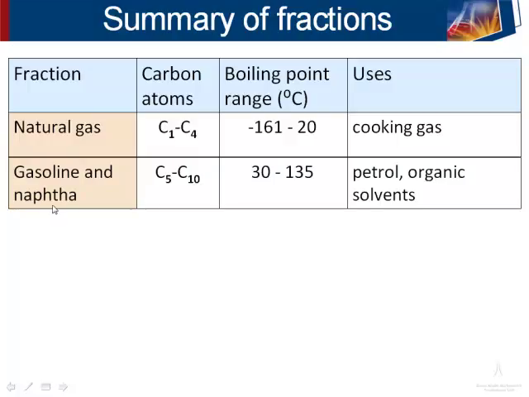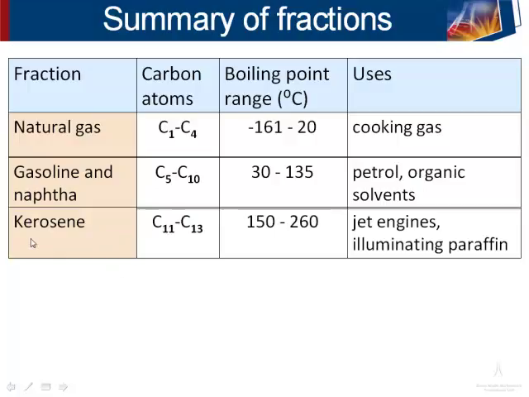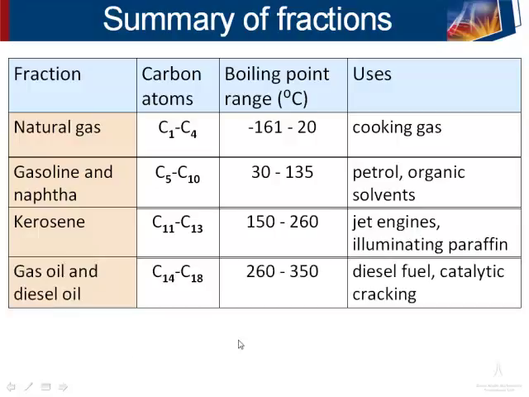The gasoline-naphtha fraction, C5 to C10 chain length, and a boiling point range of 30 to 135. This is petrol and the organic solvents. The kerosene, which is C11 to C13, and that's 150 to 260 degrees Celsius. That's used in jet engines and in illuminating paraffin.